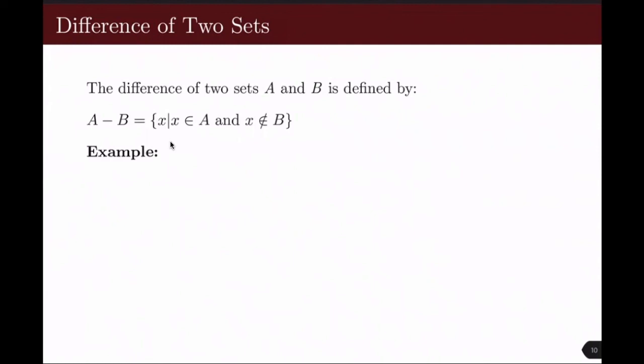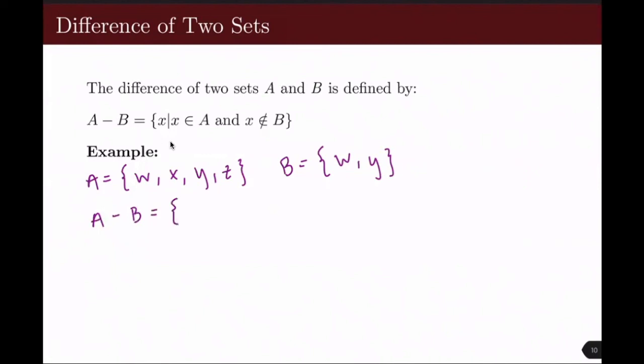So, for example, let's say my set A is equal to W, X, Y, Z. And my set B is equal to W, Y. Then A without B is going to be everything that is in A but not in B. So that means I will only have X and Z. So you take away the elements that are in common.